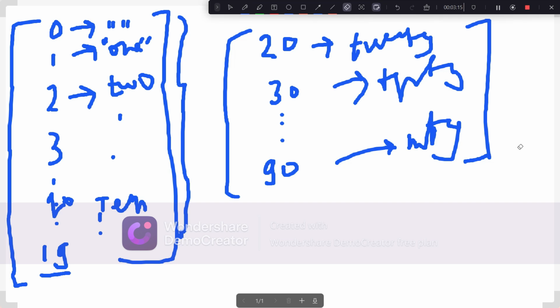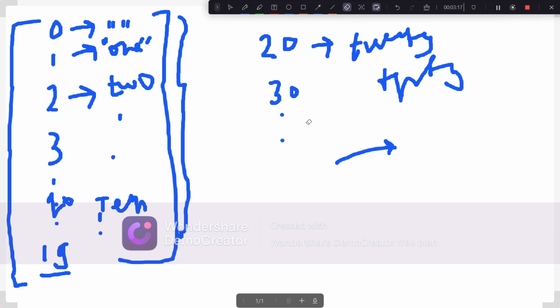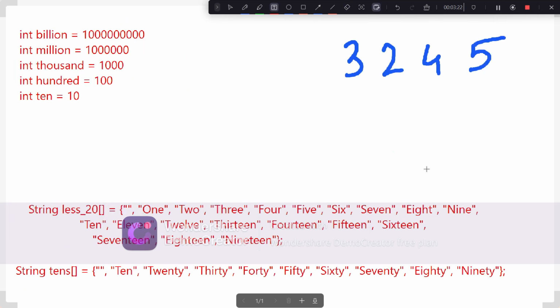After this we would go in a very simple mathematical way. Let me explain how it would go. See here, these are our two arrays, right? This one is for the values less than 20, and this is for the other values, starting from 20, 30, 40 like that. So we are using these two arrays.